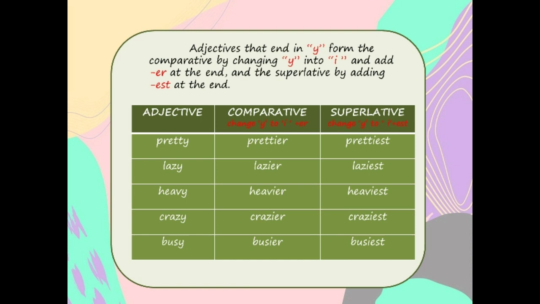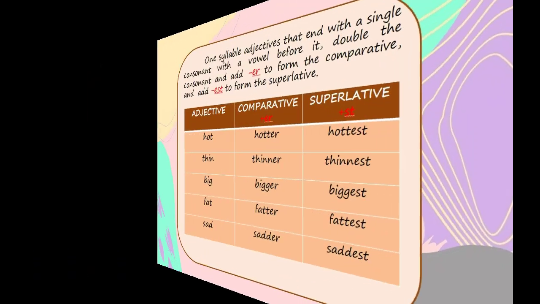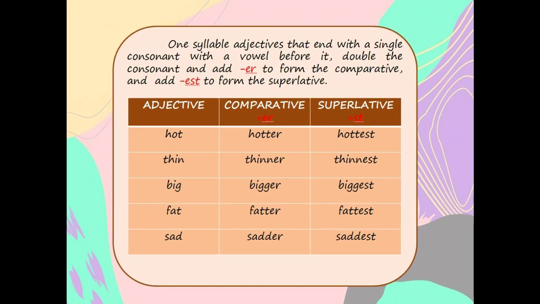Pretty is an adjective that ends in Y, so to form the comparative, we change Y to I and add ER. And to form the superlative, again, we change Y to I and add EST. So it becomes pretty, prettier, prettiest. And other adjectives that end in Y are lazy, lazier, laziest, heavy, heavier, heaviest, crazy, crazier, craziest, busy, busier, busiest.